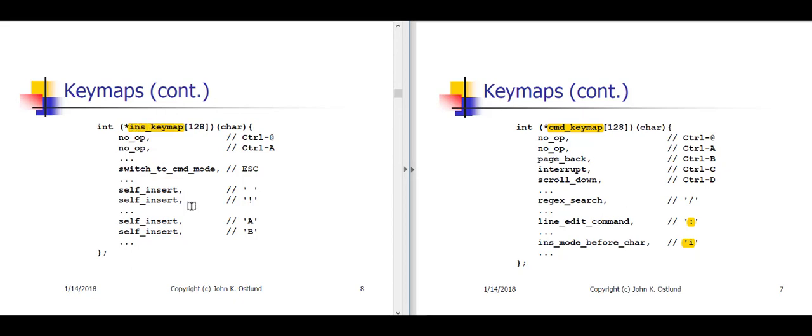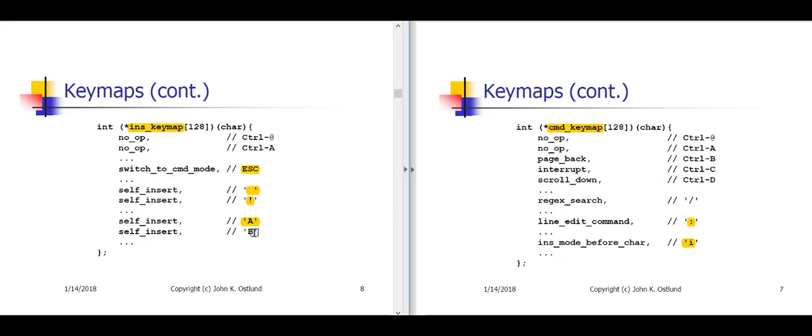Okay, so in slide 8, again, Control @ and Control-A do nothing. To leave insert mode and get back to command mode, in the VI editor you press the escape key. So for the escape key, we'll have a function switch to command mode that switches us back to using the command key map. And then for almost all of the regular printing characters, the space character, the exclamation mark character, the capital letters, the lowercase letters, etc., we're going to call this self-insert function, which will simply cause the current character to be inserted into the file.